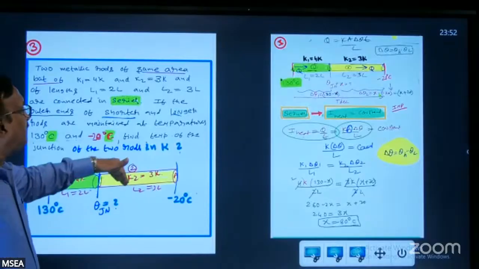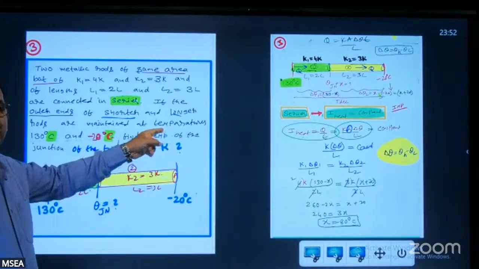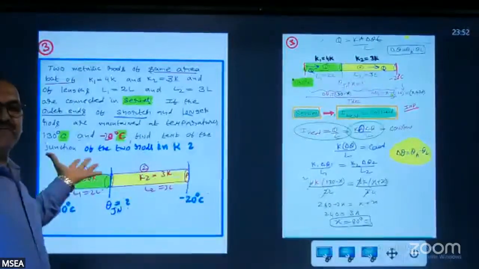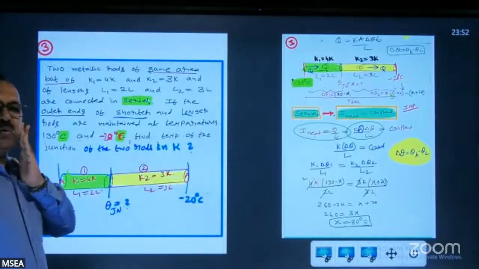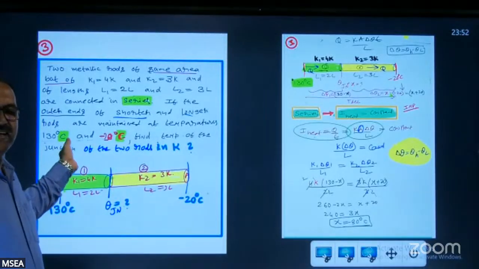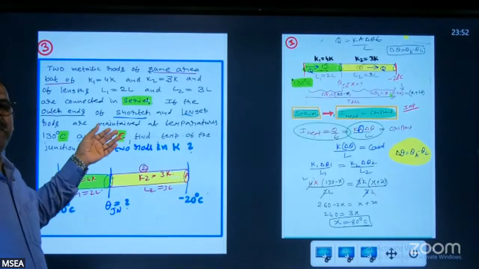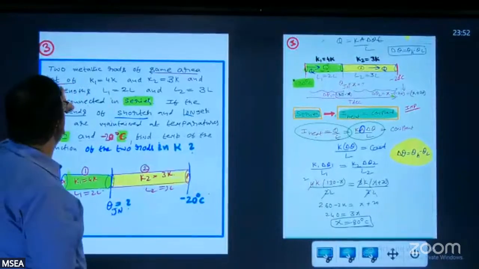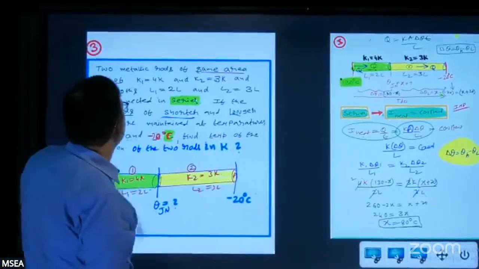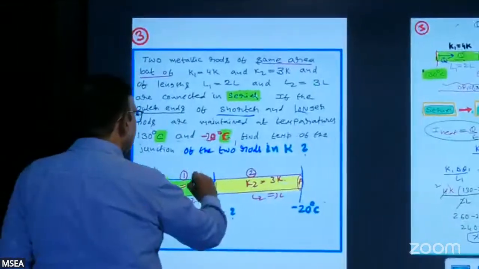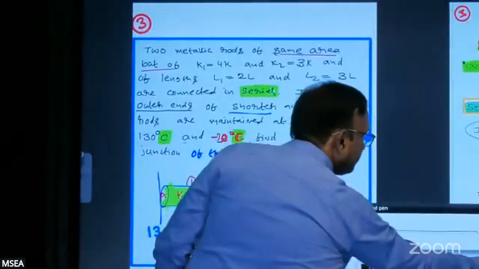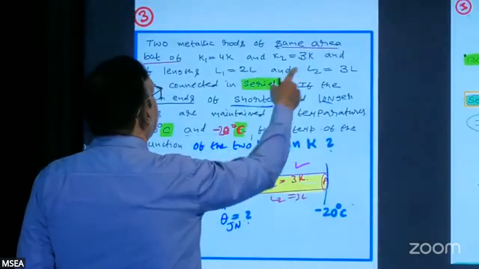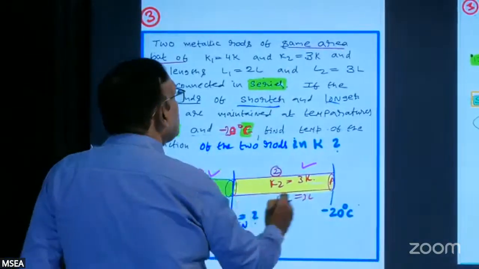Now, to save our time, question and answer both are being pasted so that we can be reasonably fast. Perhaps this is one of the models that often came in entrance examinations many times. Two metallic rods are of the same cross-section area but of different thermal conductivities, 4K and 3K, and the lengths are given as 2L and 3L.